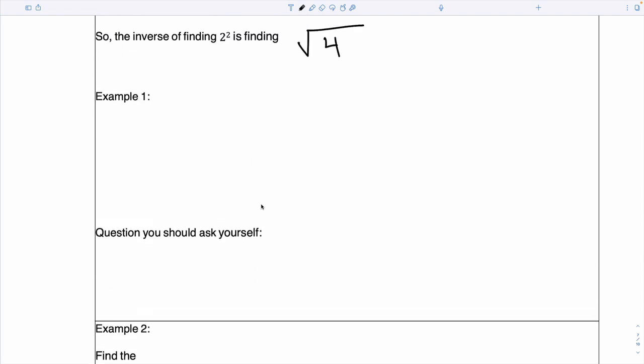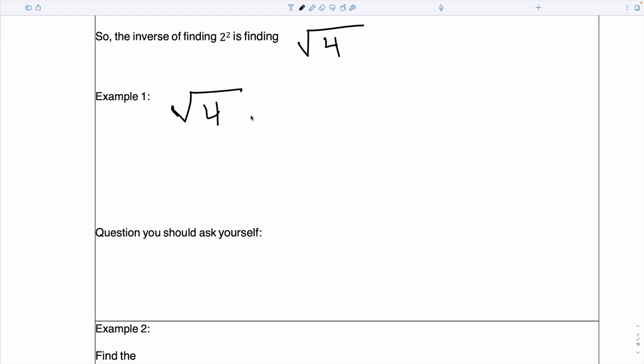Why does mine look weird? You don't have an example for that one. That's okay. Let's just put the square root of 4 since we just did that one.